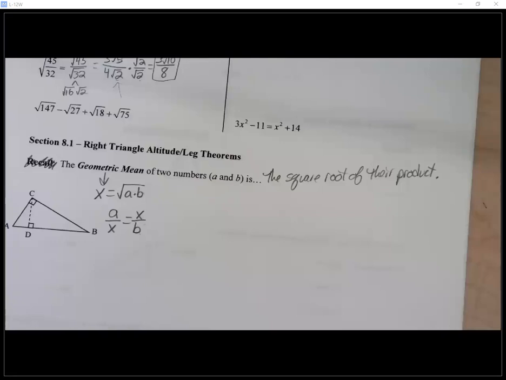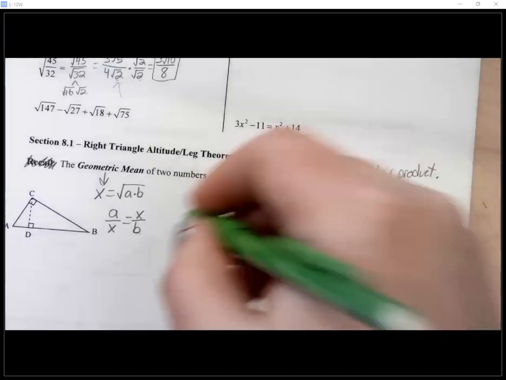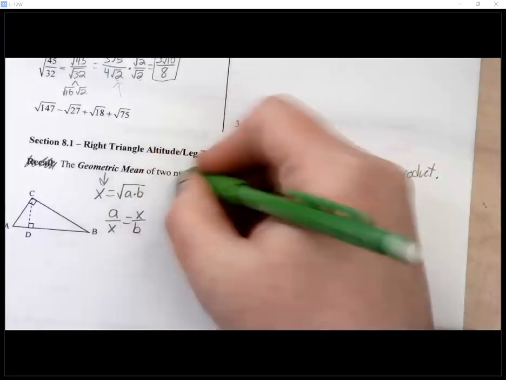Oh, and we should specify that our numbers are going to be positive here. It only makes sense because we'll be doing it in triangles, so the sides of triangles are always positive. So let's stick with the mean of two positive numbers.